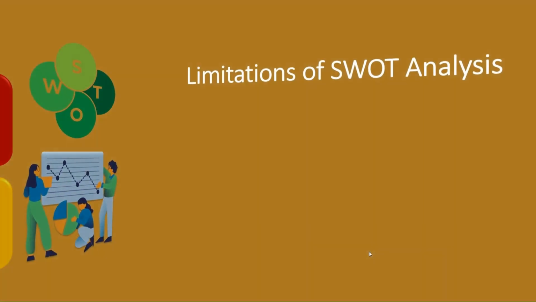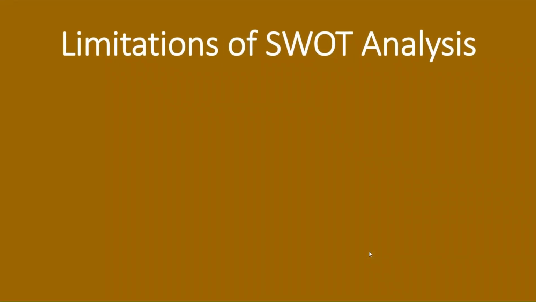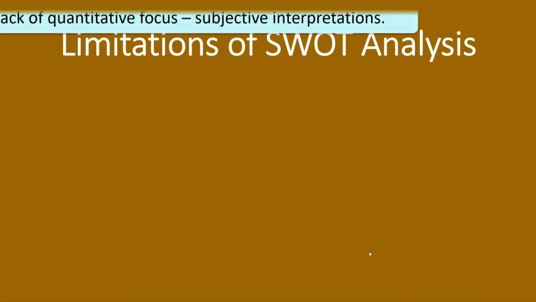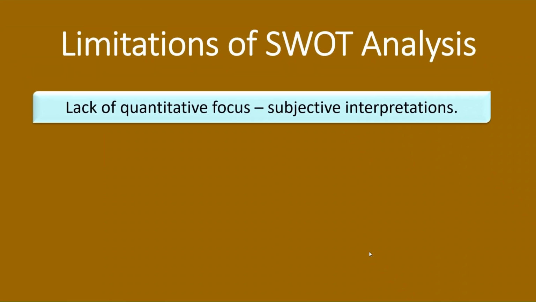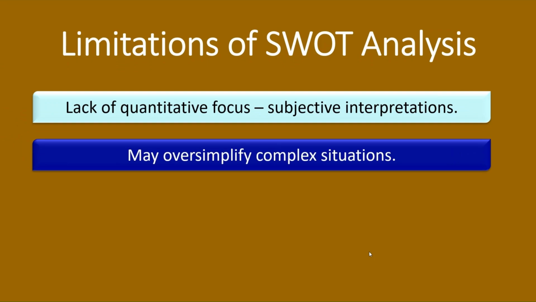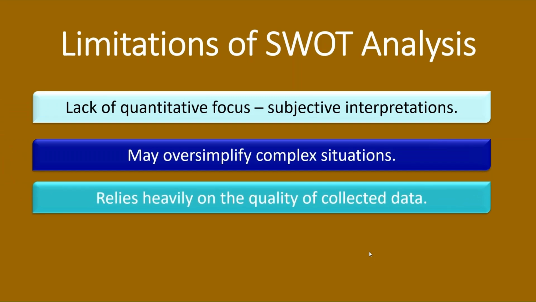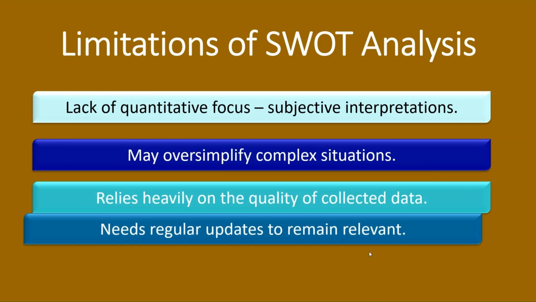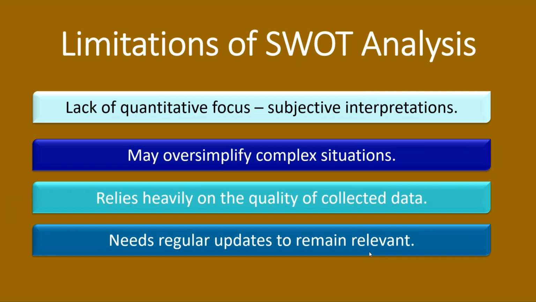While SWOT analysis is a valuable tool, it has certain limitations. First, it lacks a quantitative focus, relying on subjective interpretations that can vary between individuals. Second, it may oversimplify complex situations, failing to capture the full depth of an issue. Third, its effectiveness depends heavily on the quality of the data collected. Inaccurate or incomplete data can lead to flawed insights. Finally, SWOT requires regular updates to stay relevant, as the business environment and external conditions change over time.